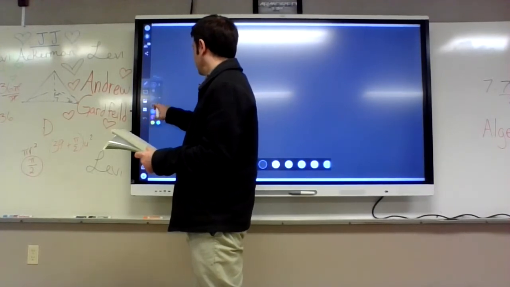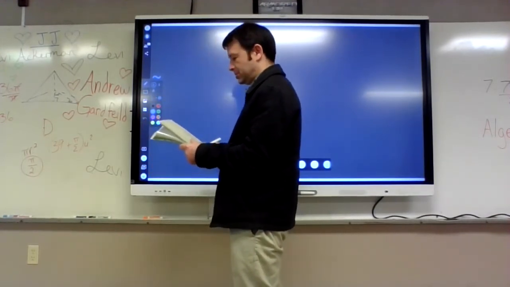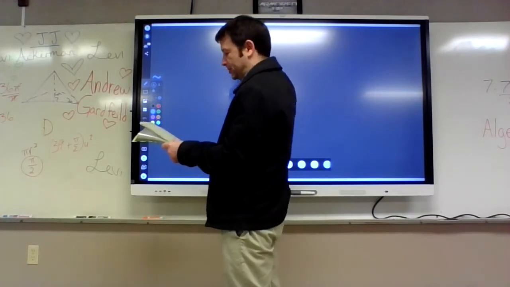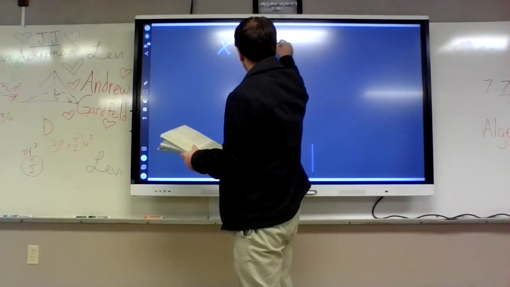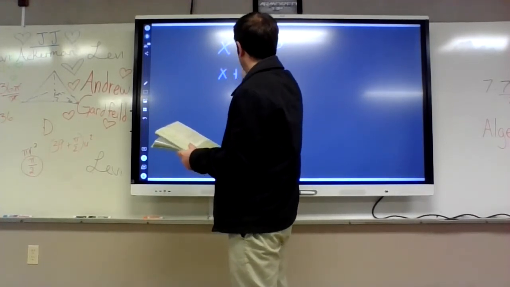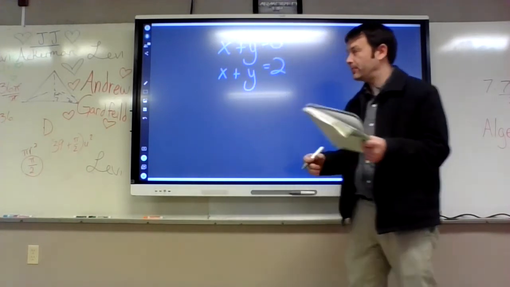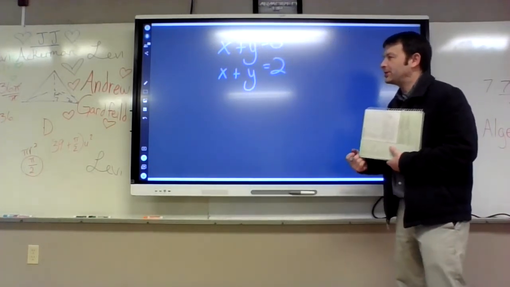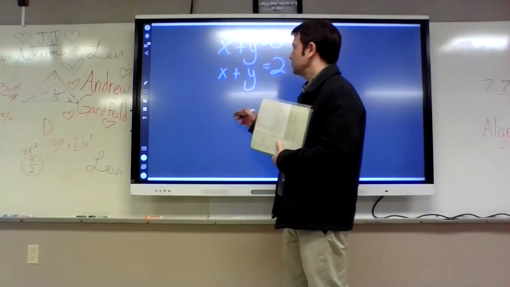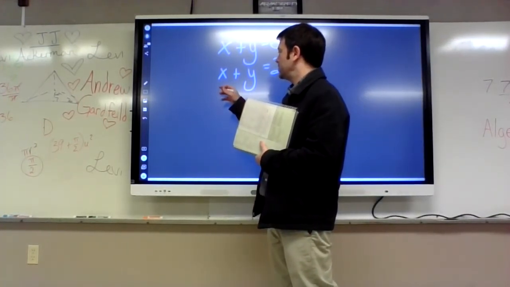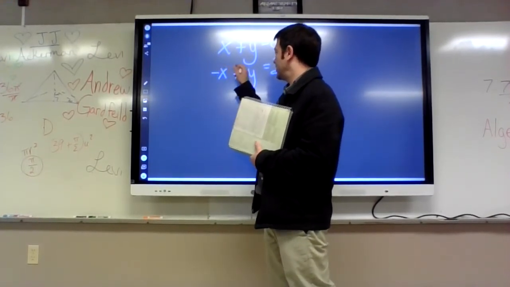Let's go back. Do paint orange, please. Okay, x plus y equals 5, x plus y equals 2. Will we need to do substitution here? That one was gross. Okay, you don't have to. You can use whatever method. So, what's the easiest method? Elimination. So what should I do first? Multiply by negative 1.